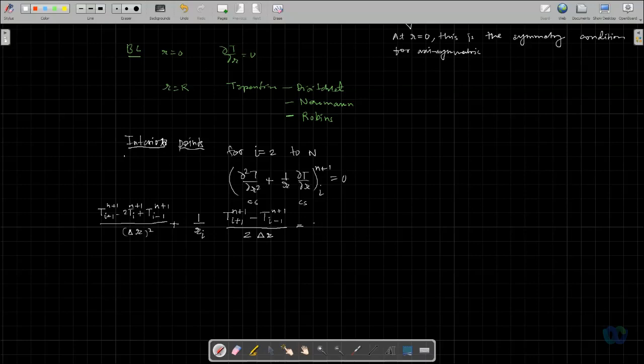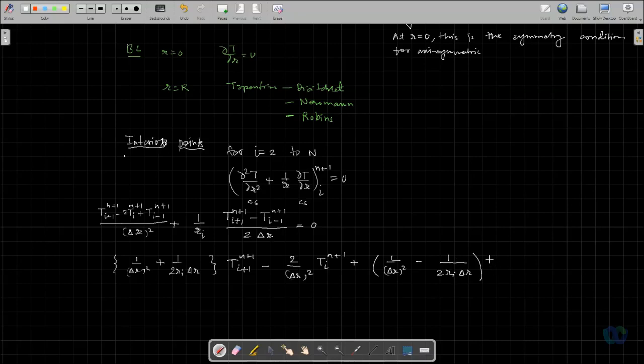Twice delta r is equal to 0. Now, what will you do? You will bring these similar terms over here. So, 1 by delta r square plus 1 by 2 ri delta r is the coefficient of T i plus 1 n plus 1, minus 2 by delta r square is the coefficient of T i n plus 1. Similarly, you have 1 by delta r square minus 1 by 2 ri delta r is the coefficient of T i minus 1 n plus 1, equal to 0.